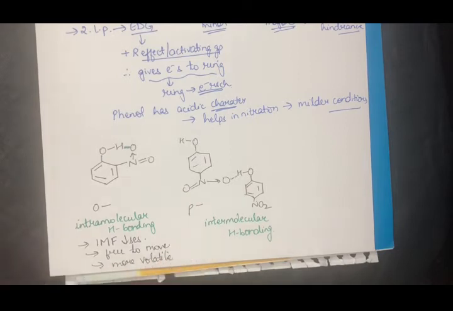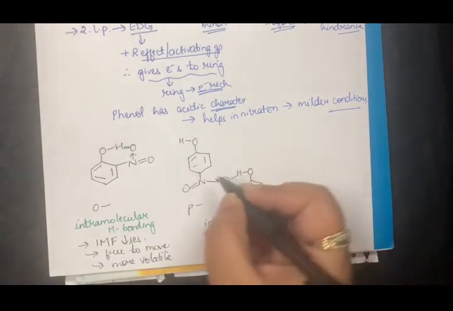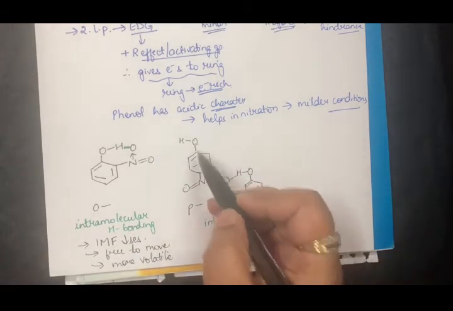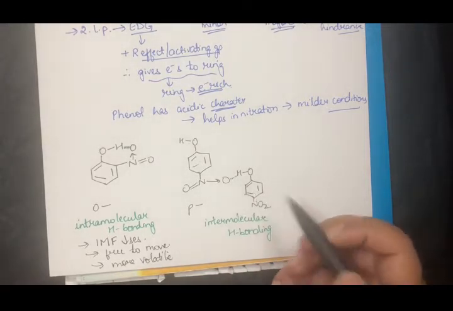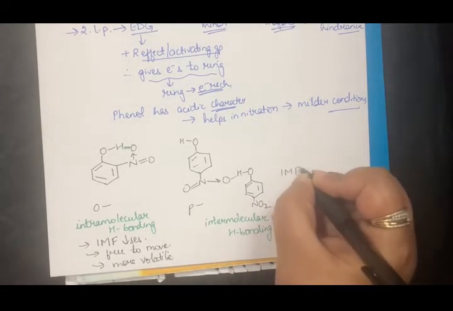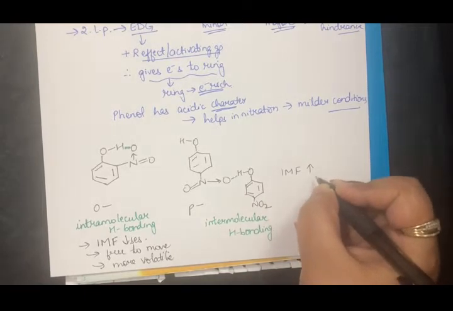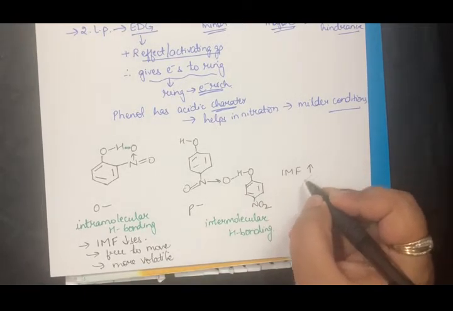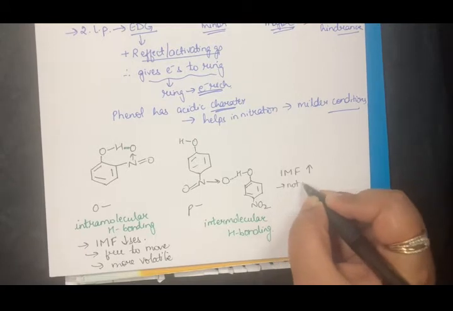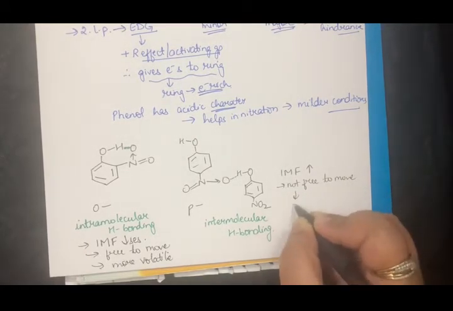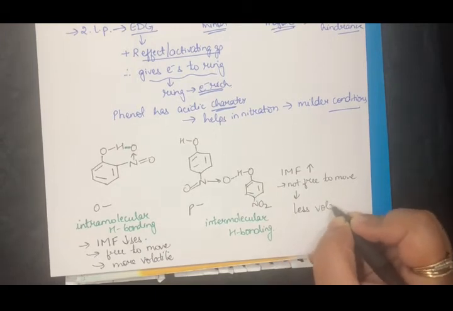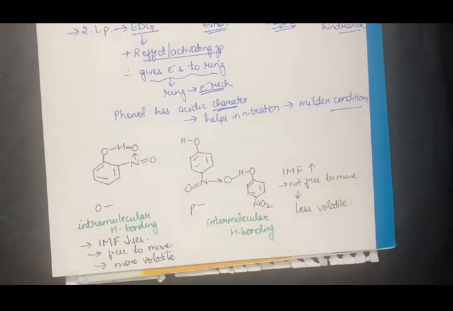But at the same time, when I talk about intermolecular hydrogen bonding, what is the case? The OH and NO2 of the two molecules are far apart, so it is forming an intermolecular hydrogen bond. Hence I can say the intermolecular forces of attraction are high. Since they are high, the molecule is not free to move. It is bonded, and hence it is less volatile. It will not rise easily.